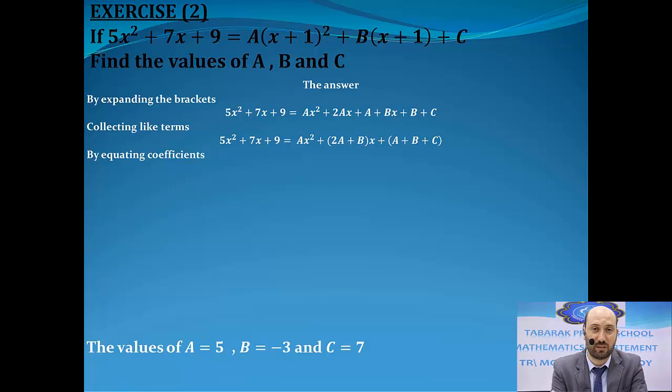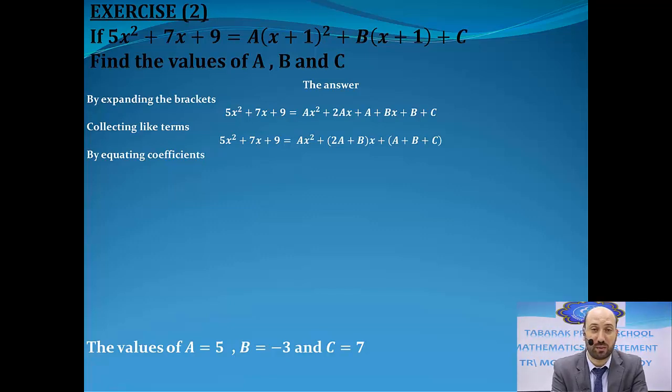Here we have only 1 zero. If we put x equals minus 1, like what we have on the right side, here we have a bracket, we have a factor of x plus 1. So if we substitute with x equals minus 1, we are going only to find the value of c. But if we want to find the others, we have to expand the bracket.